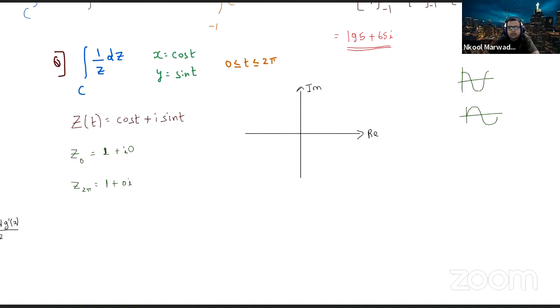In between I can take pi also, because from 0 to 2 pi I can take any t. Cos pi is -1, so we get -1 plus 0. And we can take pi by 2 also, which gives 0 plus 1.